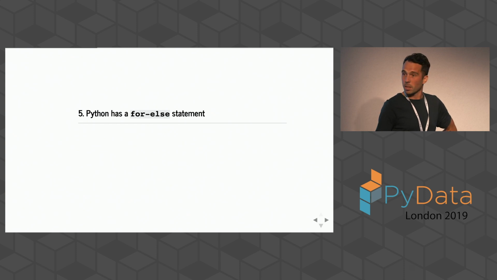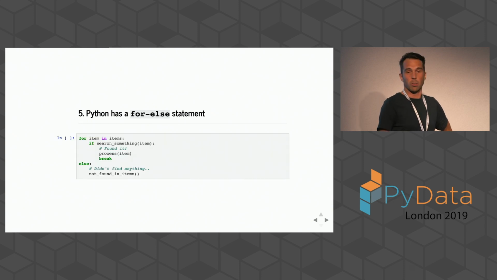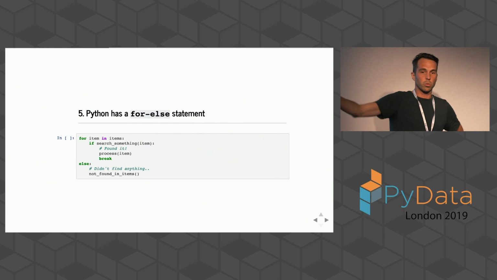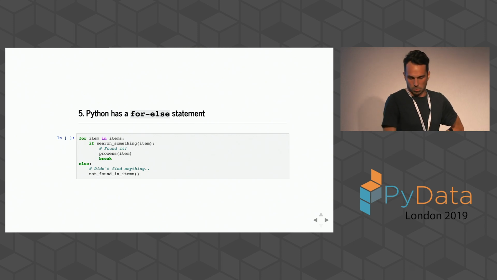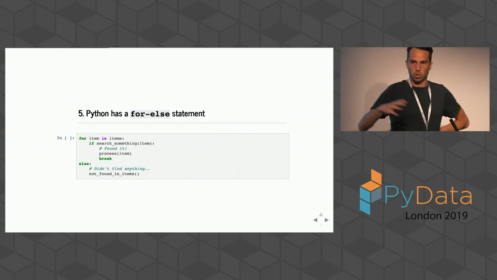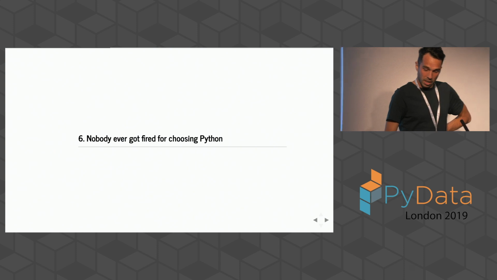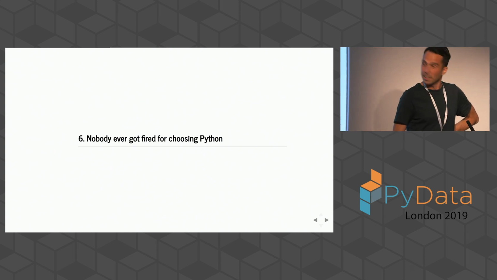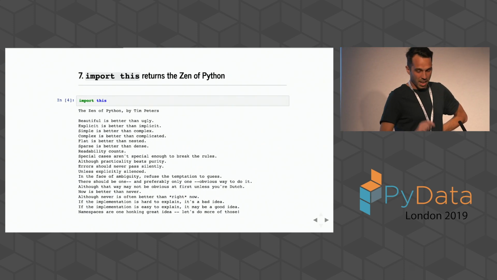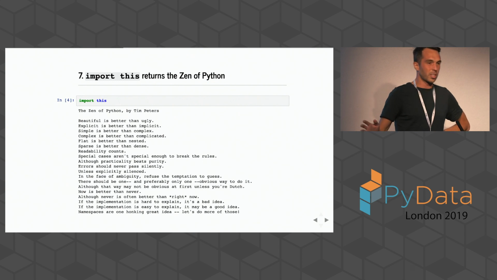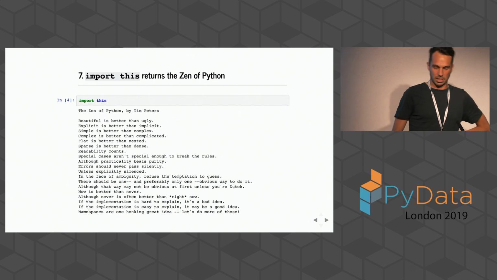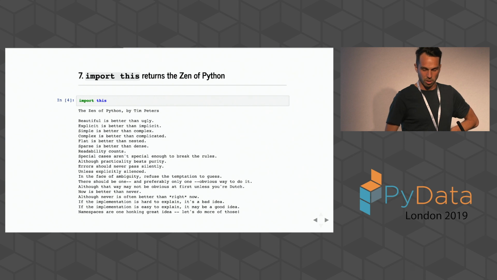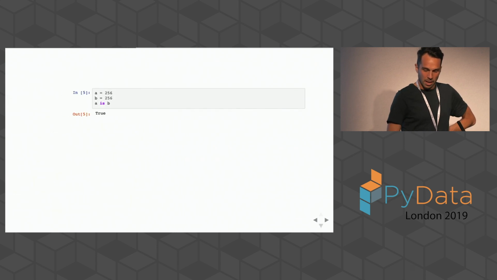Python has a for-else statement. I did not know. It only hits the else statement if you iterate through the full iterator of the for loop. There's one example where you can use it in some search thing, but I never used it, probably never will. Nobody ever got fired for choosing Python. That's also a good one. If you say import this, it returns the Zen of Python. I think many people know this. It's like, well, beautiful is better than ugly and the whole shebang.